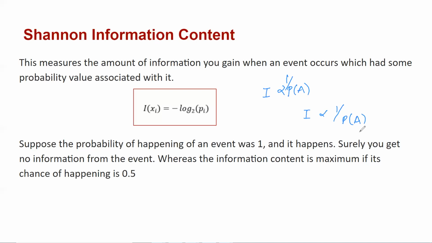But why is it inversely proportional? Because the probability of occurrence of an event is directly proportional to the information, right? No, it is inversely proportional. If the event is uncertain, that means the probability is less. If the event is certain, then definitely the probability will be 1. If the event is uncertain, that means the probability value is less, and the information content will be high. That is why this expression comes in. We'll elaborate on this tomorrow.